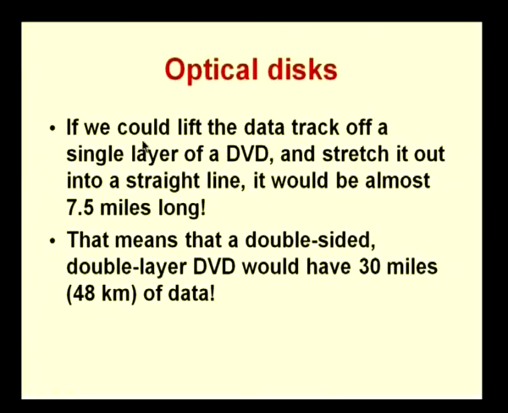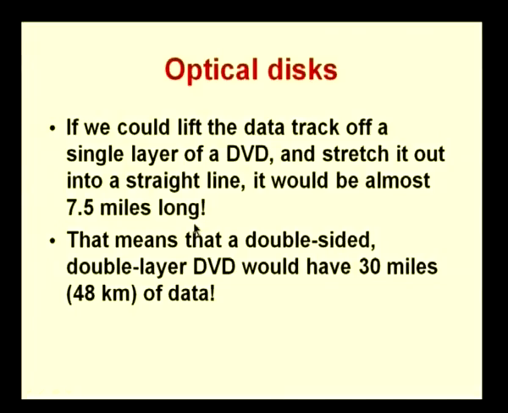Okay. This is some interesting information that you can look at. Suppose we were to lift the data track off a single layer of a DVD and stretch it out into a straight line. It can be almost up to 7.5 miles long, which means if you have a double sided, double layer DVD, that means 7.5 times 4. So you will have about 30 miles of data. That is the amount of data that we are actually storing on the DVDs. That is some interesting information for you to look at.